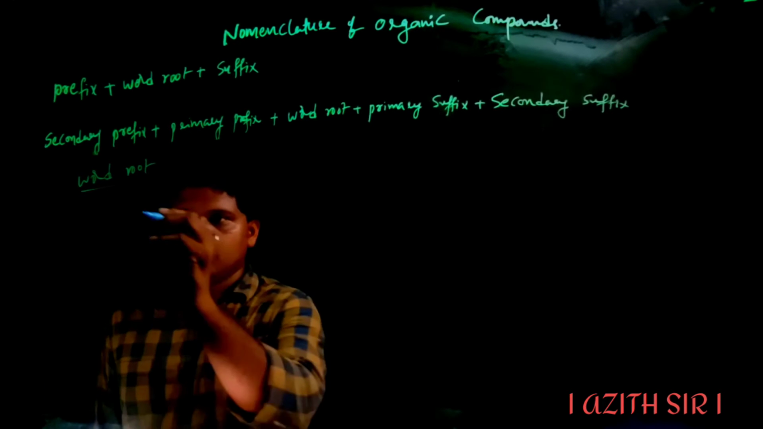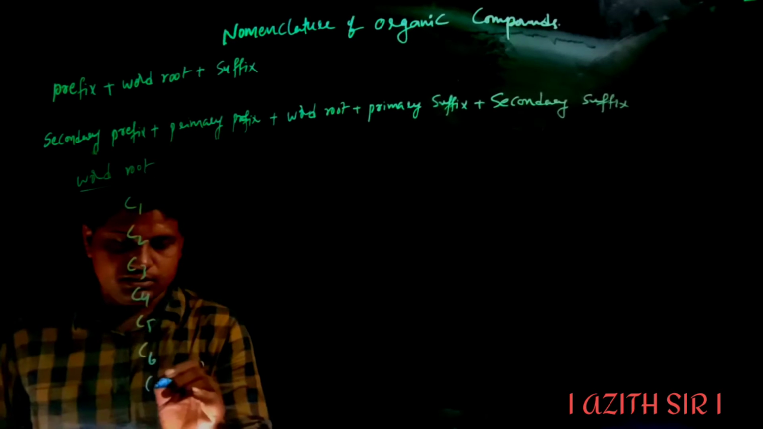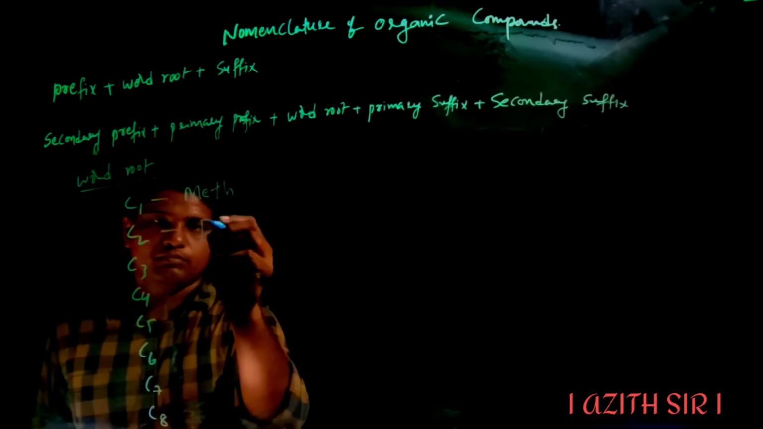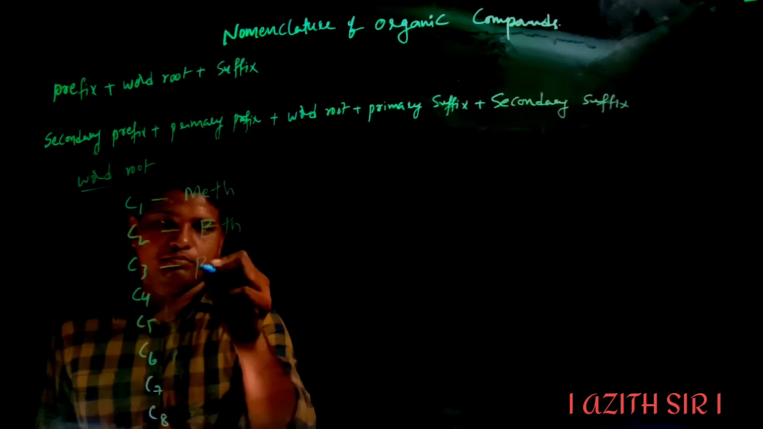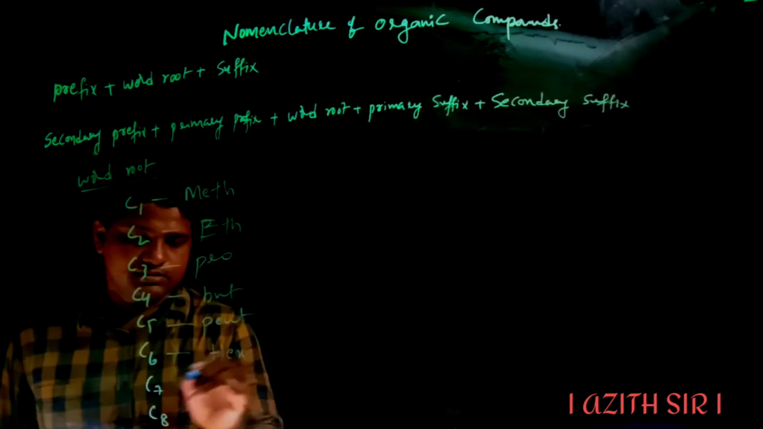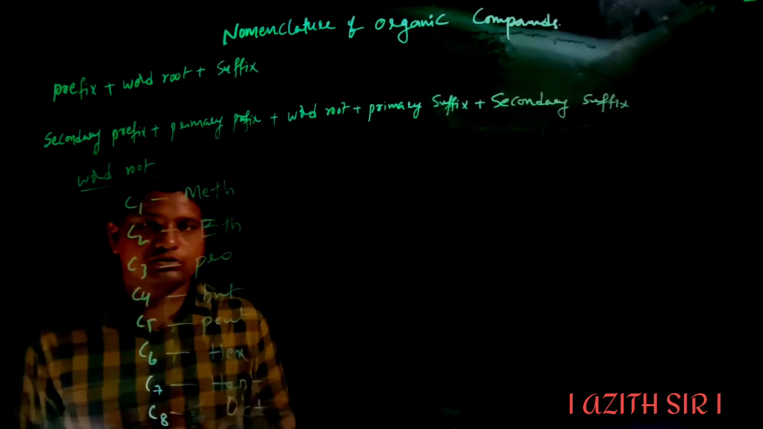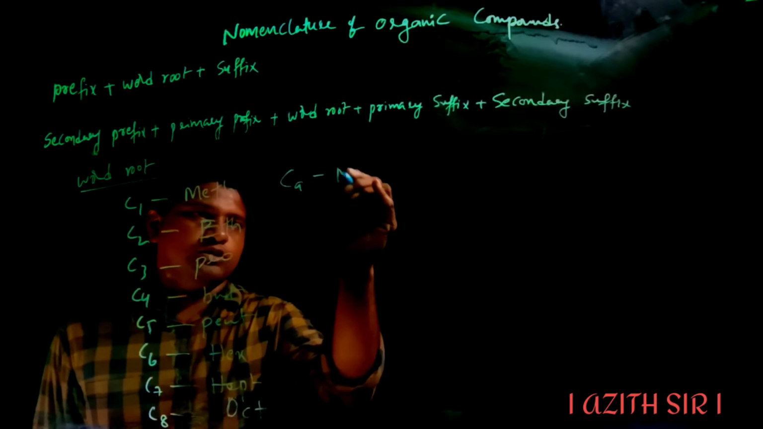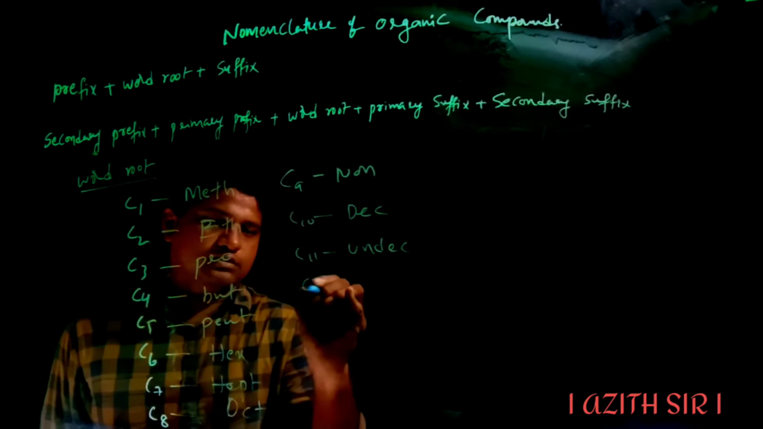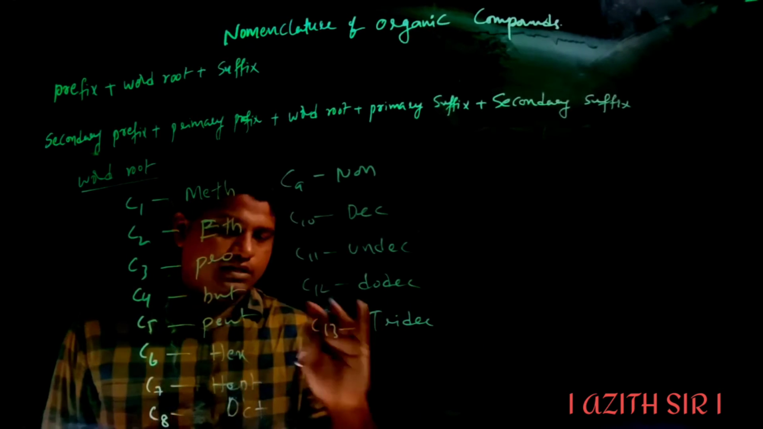Word root. C1, C2, C3, C4, C5, C6. It is methane, meth, eth, prop, but, pent, hex, hept, oct, C9, non, C10, dec, C11, undec, C12, dodec, C13, tridec, tetradec, pentadec, like that.